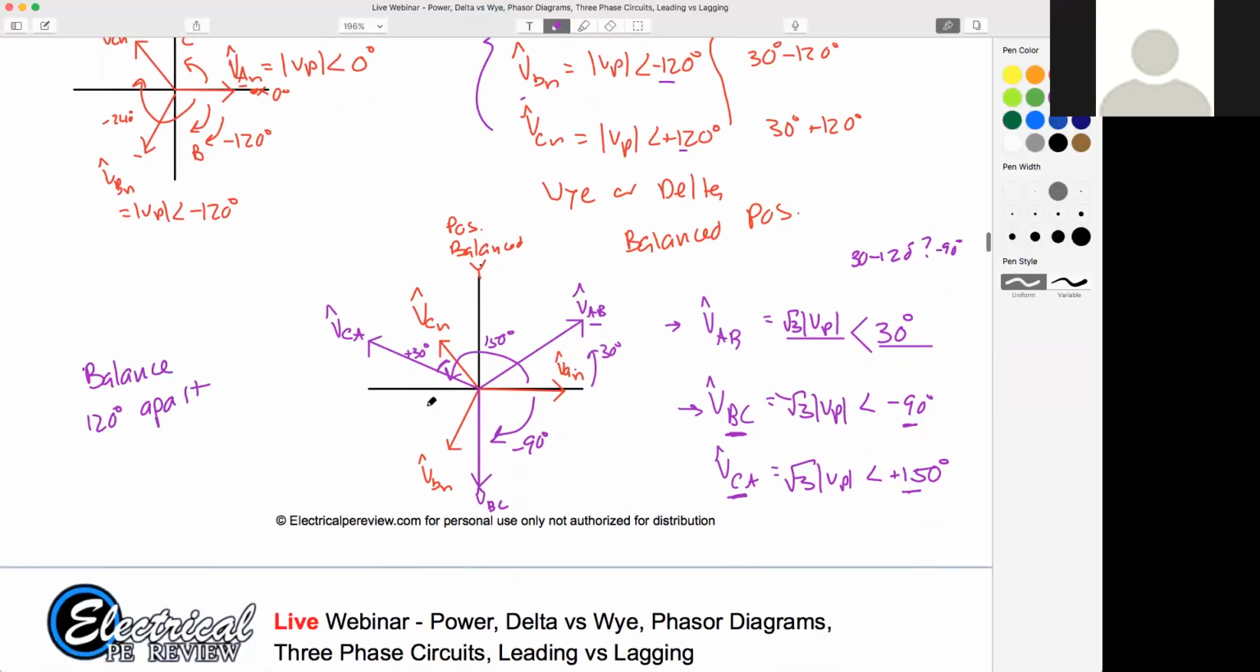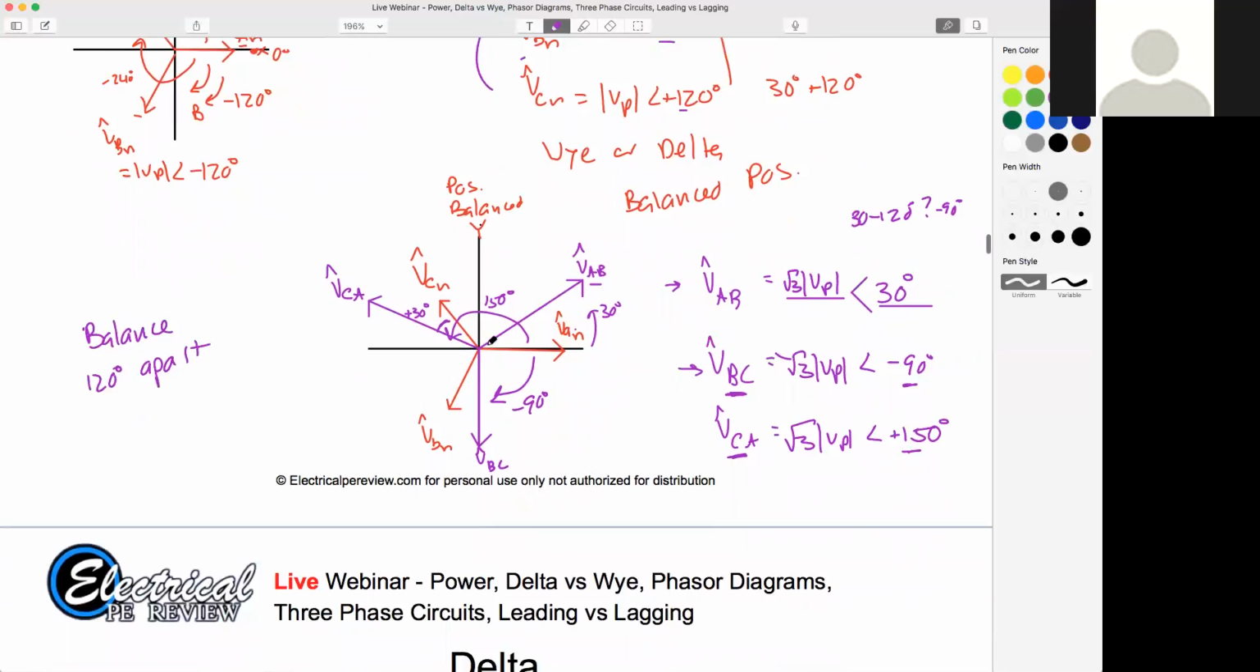And I'm not going to draw the current because we're kind of squished here, but the current, we would always want to show it with respect to our phase voltage so we could find the apparent power. Okay, everyone good with this before I move on?